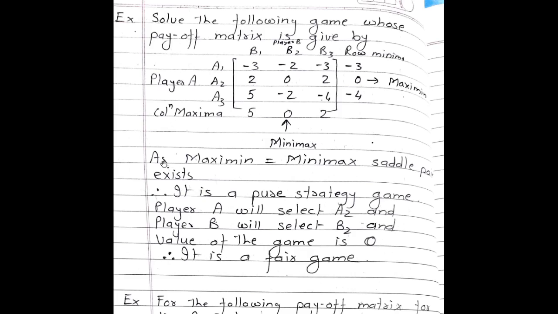So we can say that as maximin is equal to minimax, a saddle point exists. Therefore, it is a pure strategy game. Player A will select A2 and player B will select B2, and the value of the game is 0. As the value of the game is 0, we can call this game a fair game.